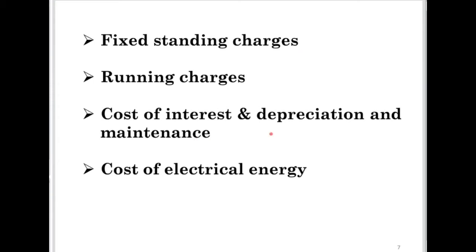And the cost of interest and depreciation, and also sometimes we do some maintenance. Initially, this maintenance part was not considered in Kelvin's law, but later on it came into the scenario. And then we also need to know the cost of electrical energy, because we have converted other forms of energy into electrical energy at the generating stations, so we spend some money in that process of conversion from other sources of energy to electrical energy.